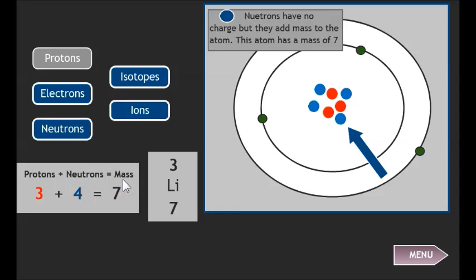So in this case, we have lithium, which has 3 protons. It has 4 neutrons in that nucleus. So altogether, it has a mass of 7. And that is represented by the bottom number in the periodic table. And again, remember that electrons are negative, but they also do not have any mass. So the only mass of the atom is found in the nucleus and is made up of protons and neutrons.